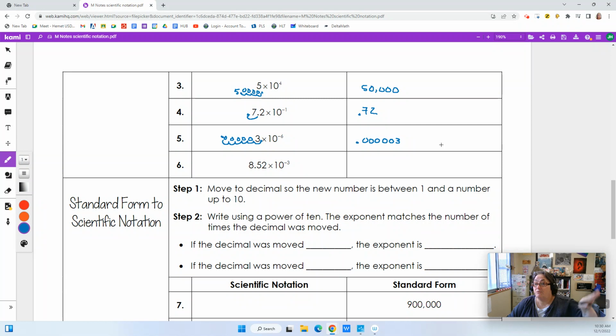The negatives go left and the positives go right. So it's all depending on this number right here, right? If this number is negative, you're going to go left. And if this number's positive, you're going to go right. And really it's just a matter of knowing where your decimal starts then. Like here I have 10 to the -3. So that means I'm going to move this decimal 1, 2, 3 spaces over. And I'm going to have 0.00852.